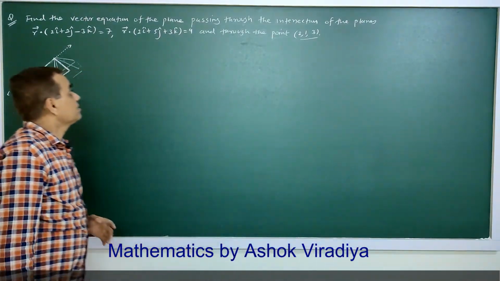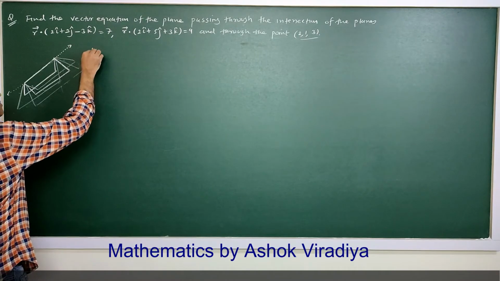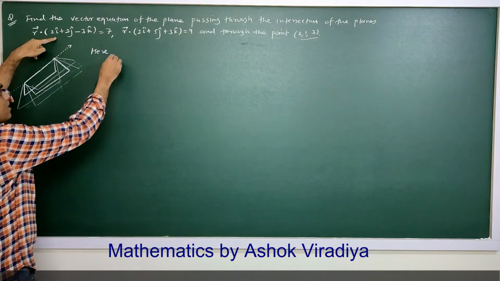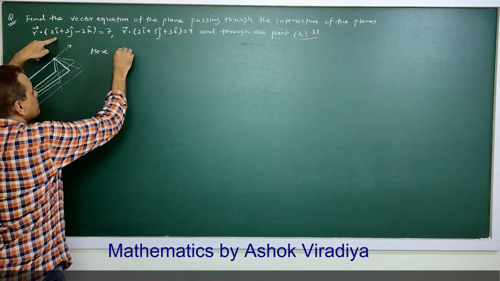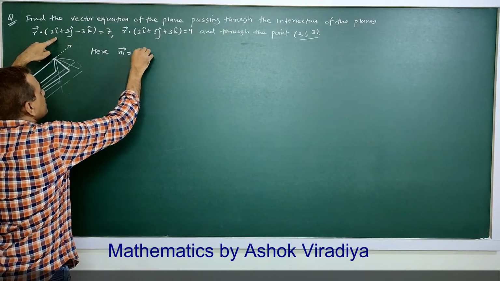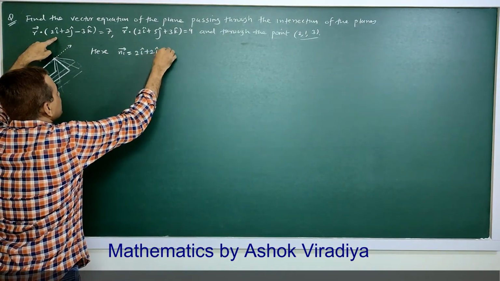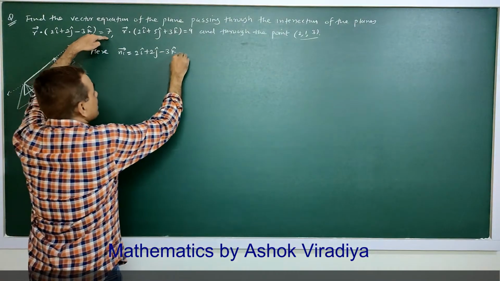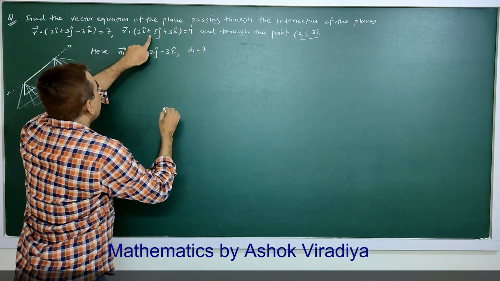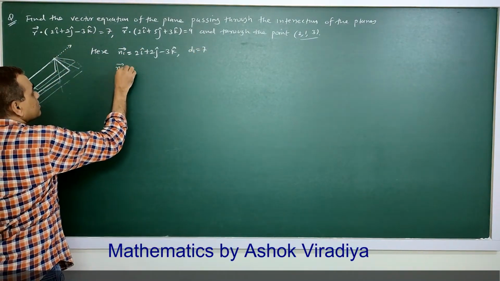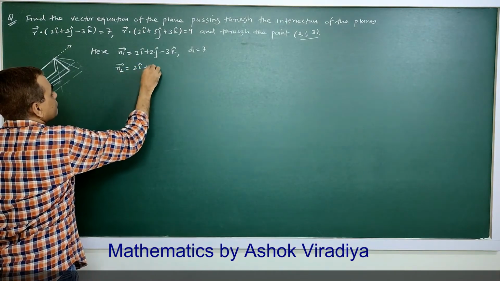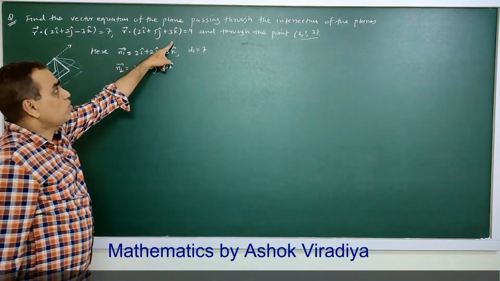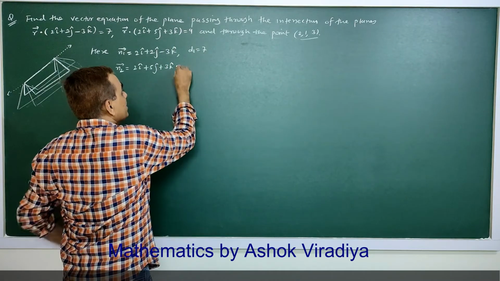So the method is, say here, vector r dot n1, where vector n1 is 2i plus 2j minus 3k, equals d1, which is 7. Vector n2 is 2i plus 5j plus 3k. This is n2. Vector r dot n2 equals d2, where d2 is 9.